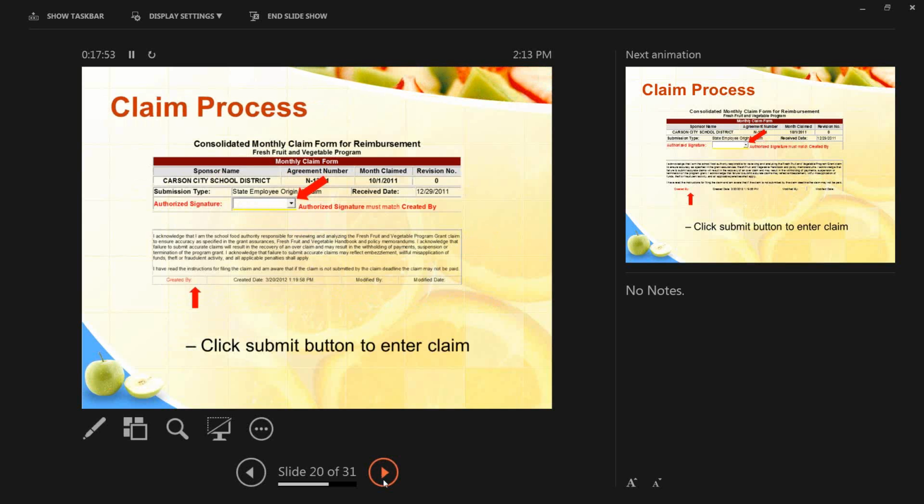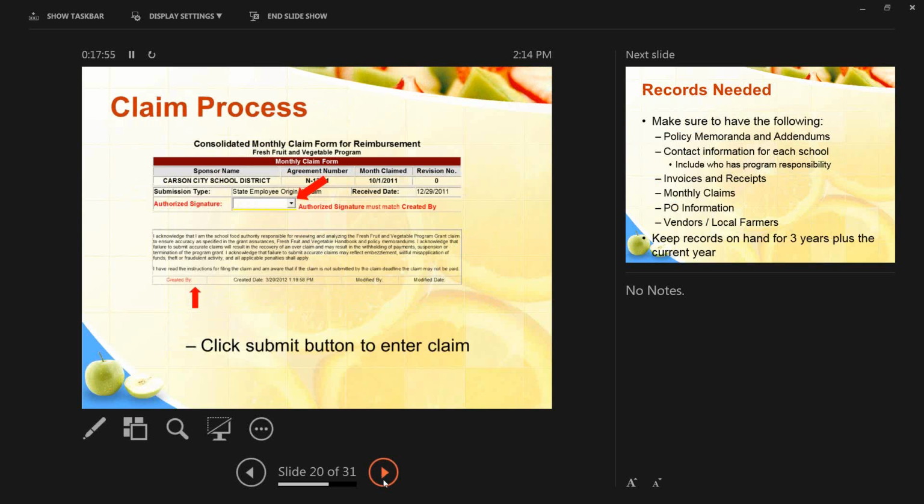So here you see a screenshot of what that monthly consolidated claim is going to look like. And you just want to make sure that your authorized signature is you. You should be the only one entering in the claim under your name. And that you're clicking that Submit button to get that claim all the way through.